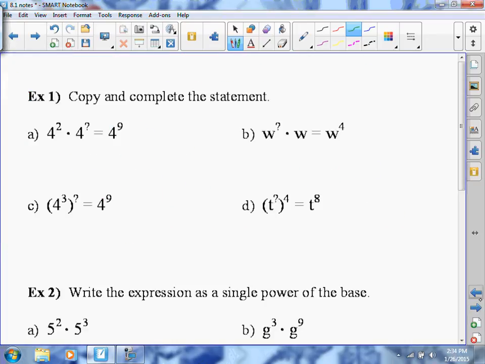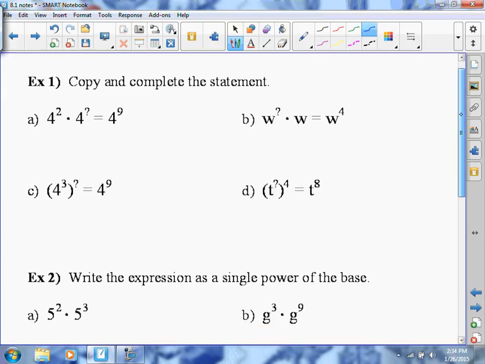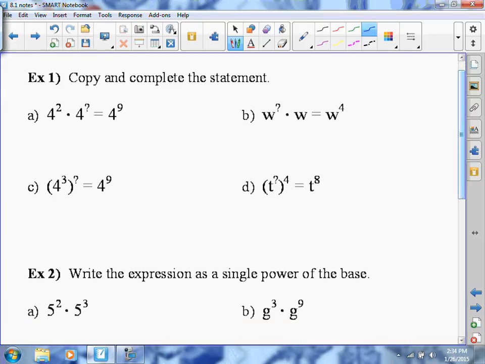So we're going to take a look at these properties then. And here in example 1, you're going to see some problems like this in your homework where they just want you to kind of fill in the blank, so to speak. They're going to have these little question marks here. And they just want you to figure out what number that exponent would have to be in order to make the statement true. So it says copy and complete the statement.